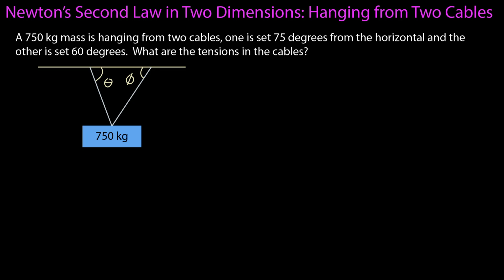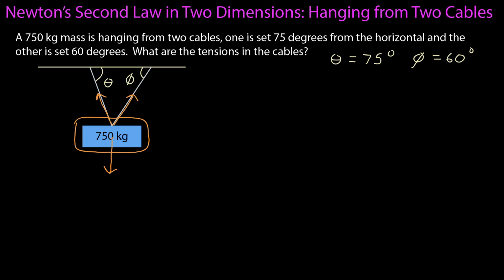Well, I have a picture here. I have this mass. There are two cables hanging from different angles, which I will call theta and phi. Theta, in this case, is 75 degrees, and phi is equal to 60. I want to know what the tensions are in the cables, and I think Newton's second law is going to help me out. To use Newton's second law, I first have to identify an object.